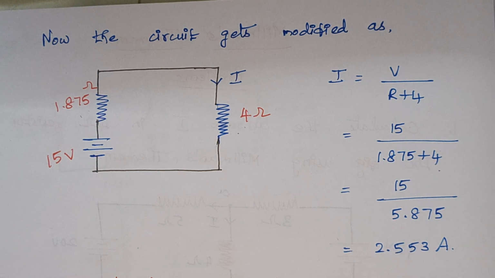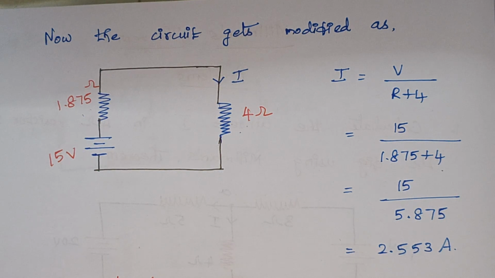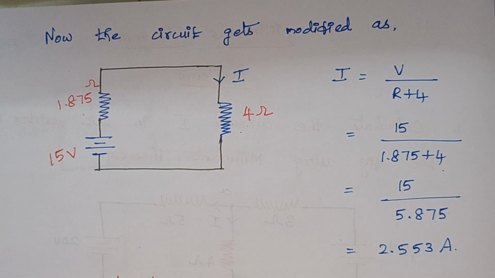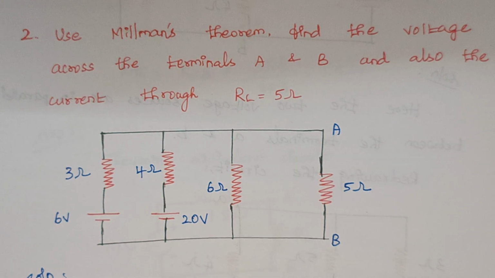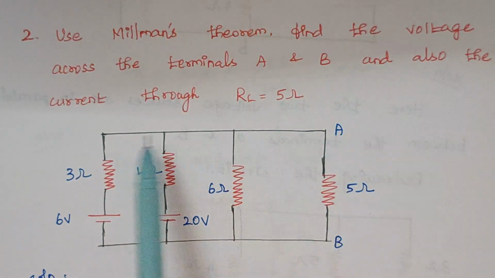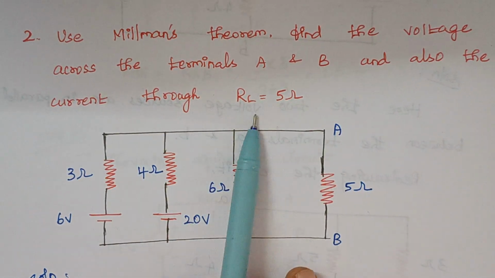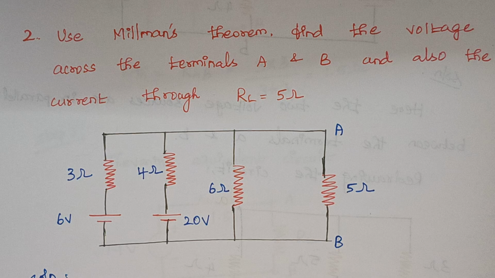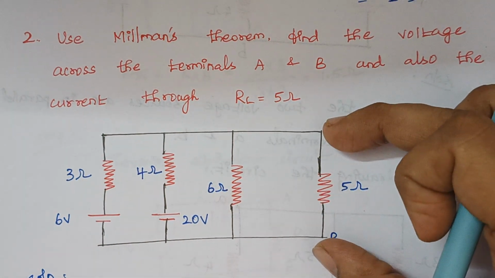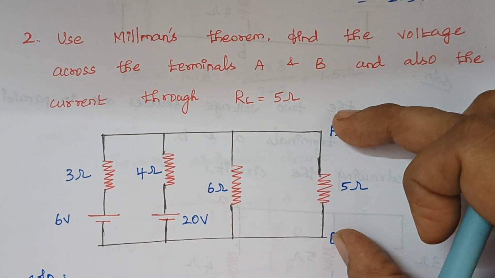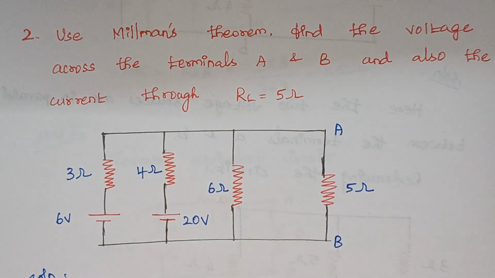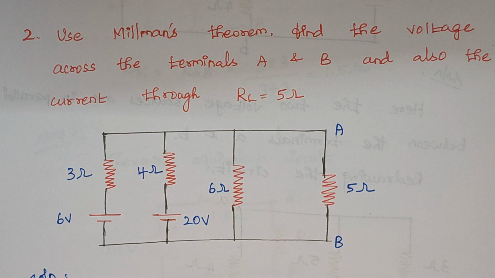So here comes the end of this problem. We will move with the next one. Our second problem is: use Millman's theorem, find the voltage across the terminals A and B and also the current through the load resistance, right? So here we need to calculate the voltage across this 5 ohm as well as the current that flows through this 5 ohms, right?